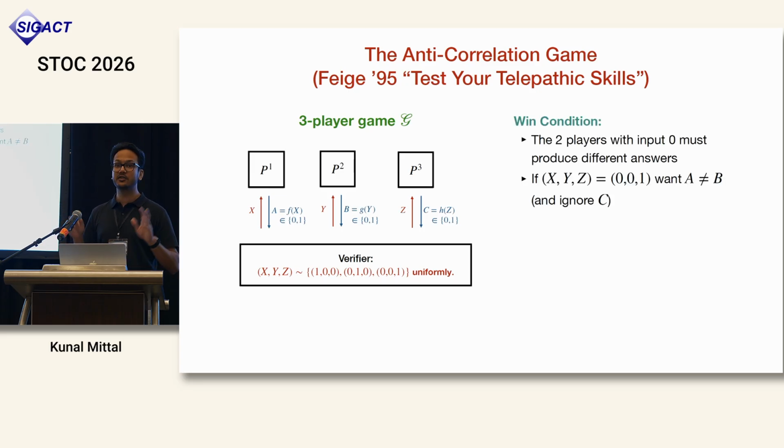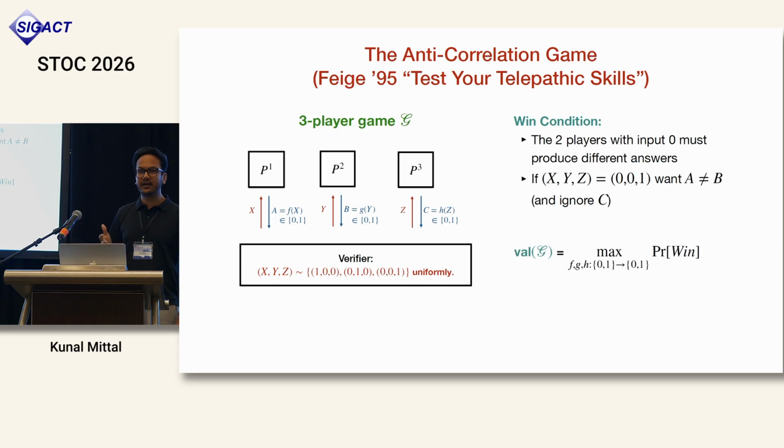Finally, the verifier gets all of these X, Y, Z, and A, B, C from the players, and says that the players win or lose. To say this, the verifier evaluates some function of X, Y, Z, A, B, C. For example, here the function is that the 2 players who get input 0 must output different answers. If the input was 0, 0, 1, then we require the first 2 players to output different answers, that is A not equal to B. The quantity we'll be interested in is the value of the game, which we denote val(G), and that is the maximum probability with which the players win. The maximum is over the choice of these 3 functions f, g, and h, and the probability is over sampling x, y, and z from the set I just showed before.